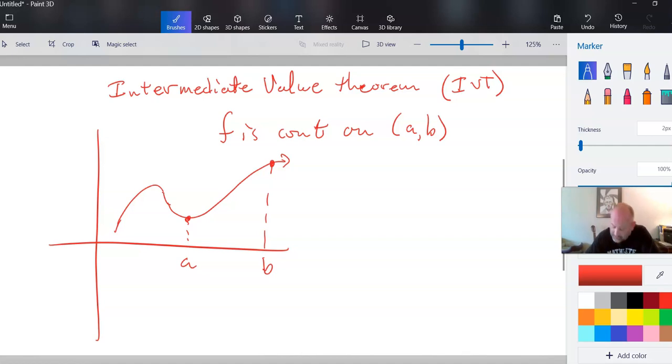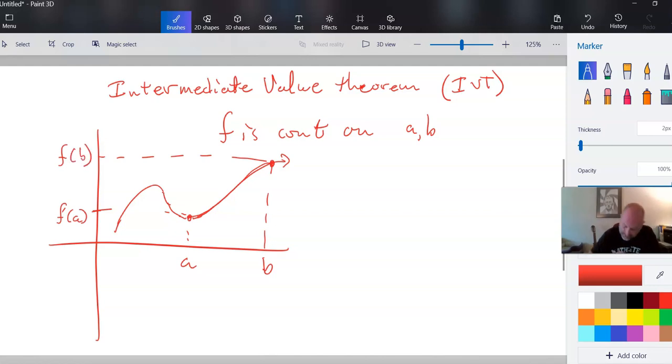Actually, let's make it a closed interval. It's fine either way. There's a lot of technical jargon in this, but basically, as long as it's continuous from A to B, then it assumes every function value in between, every y value in between f of a and f of b. So this is f of a, and this is f of b.